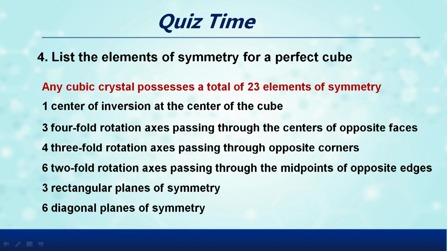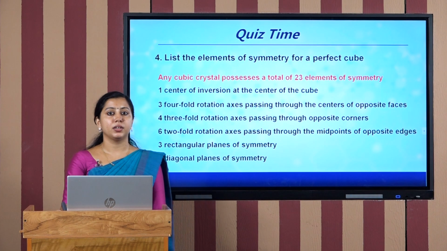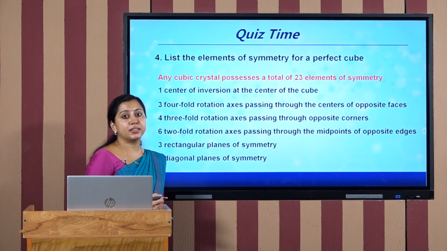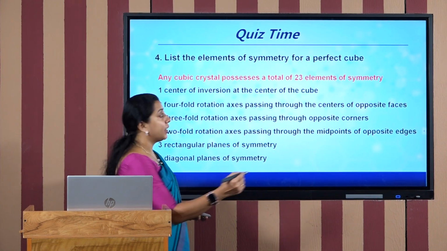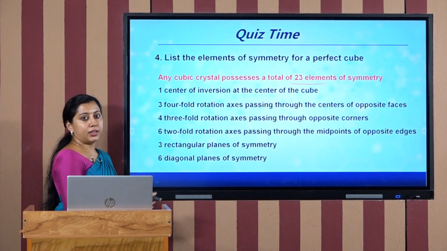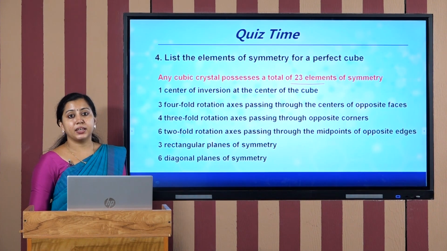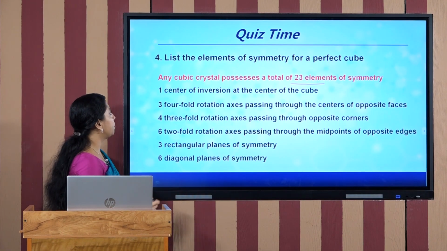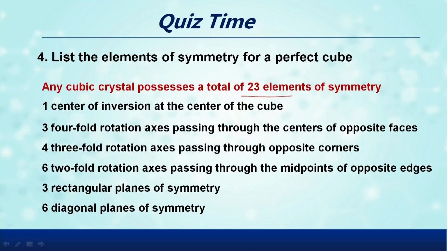Fourth question, list the elements of symmetry for a perfect cube. In the previous class, we have seen that a cubic crystal possesses a total of 23 elements of symmetry. The 23 elements of symmetry are listed below. A cube possesses one center of inversion or a center of symmetry at the center of the cube. It has 3 four-fold rotation axes, or we may say it has 3 C4 axes.